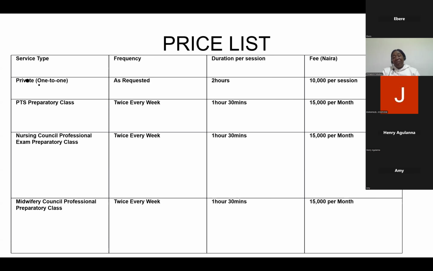15,000 naira per month can save you from wasting millions. I know that some people have spent more than 1.5 million to join that class, the school fees and every other thing involved. So if you're asked to pay 15,000 naira per month to be given that extra help you need, that may not be on the higher side. Then the same thing goes for those preparing for the Nursing and Midwifery Council. Twice a week, each class will be capped at an hour and a half, and the price is also 15,000. The same thing for the Midwifery Council preparatory class.